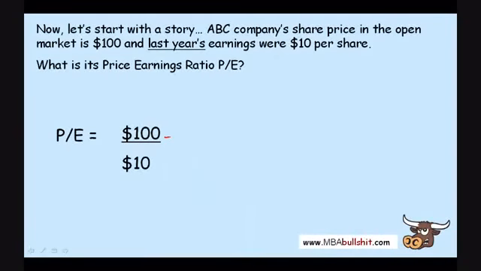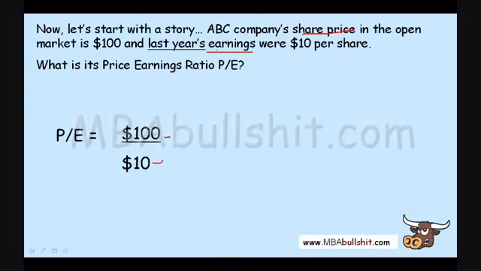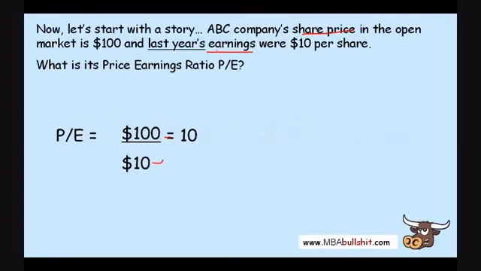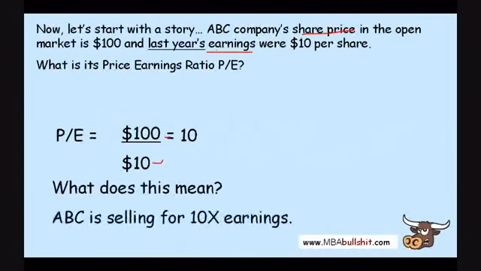Where did we get the $100? That's the share price. Where did we get the $10? That's last year's earnings. Last year's earnings declared, of course, the news comes out this year about last year. And our price-earnings ratio is a very simple 10. What does this 10 mean? Well, it means that the ABC stock is selling in the market for 10 times its earnings. That's all it means. Very simple.